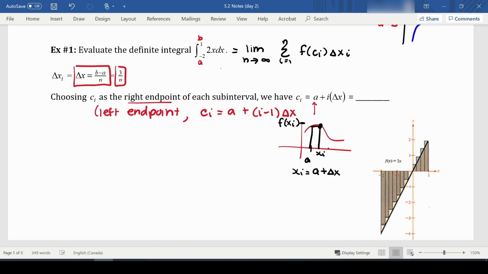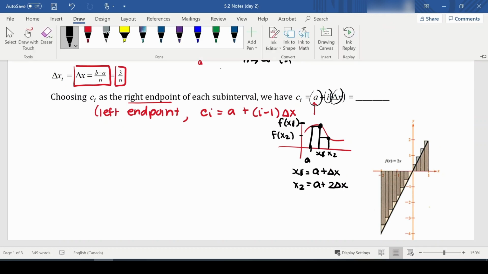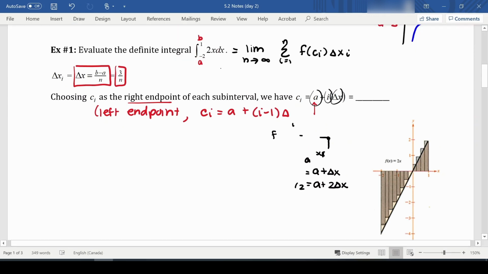If we choose another rectangle, this one is now another xi. So let's make this x1. So then this one would be x2. So we would have f of x1 here. This would be f of x2. x2 would now be a plus 2 delta x. If we had an x3, that's going to be a plus 3 delta x. So we get a plus i delta x. So let's remove all of this because we're going to need this space.